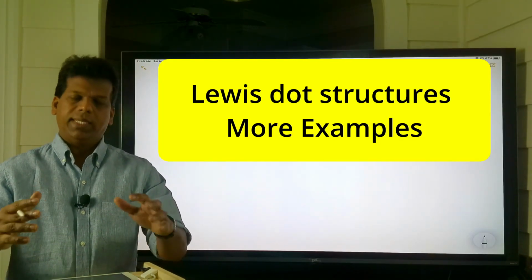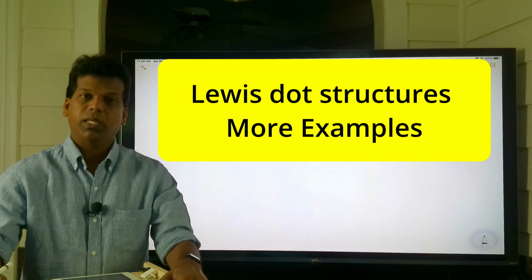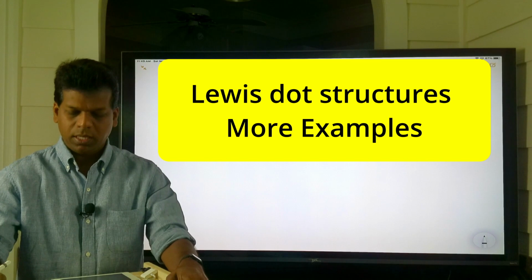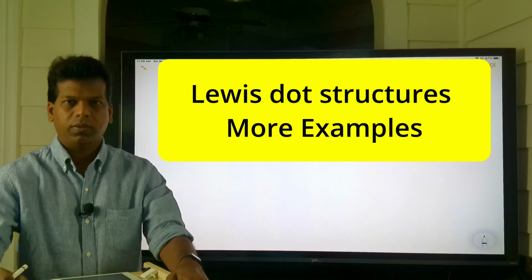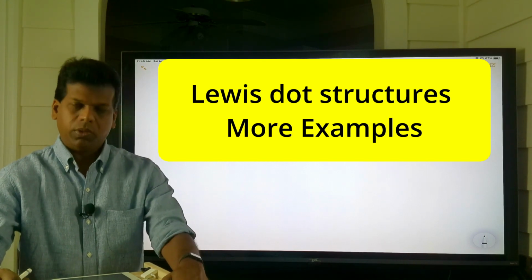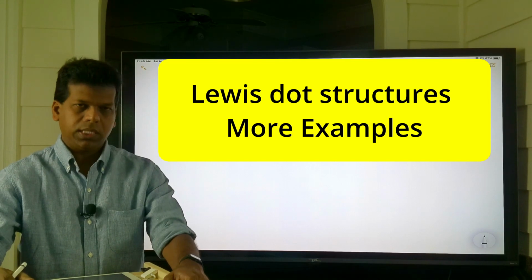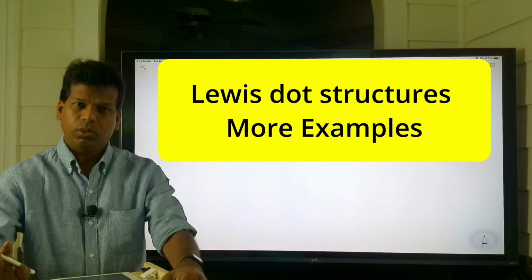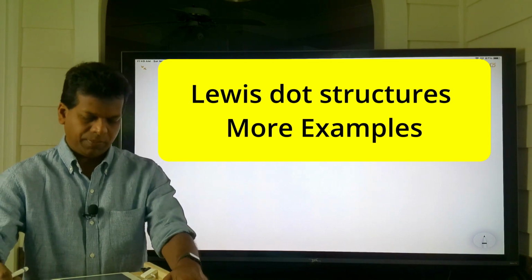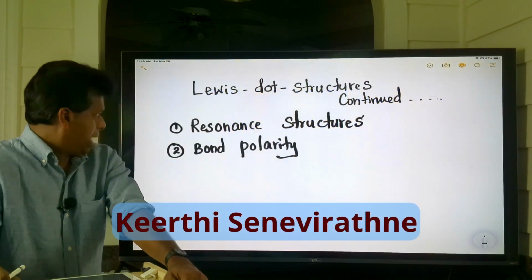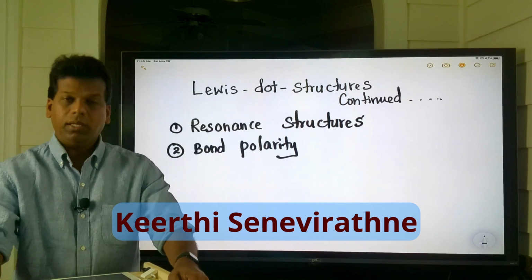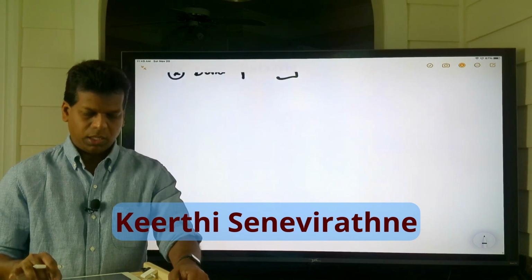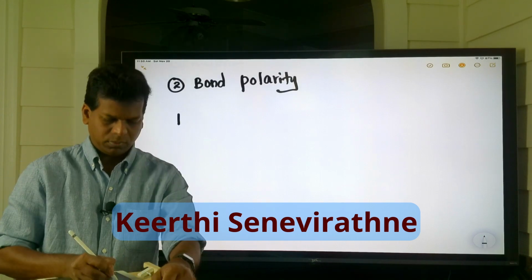At this point, I assume you have watched my first video, part 1 of Lewis dot structures. So this is a continuation of the same discussion. What I'm going to do is discuss a couple more examples and then discuss two simple topics: resonance structures and bond polarity. Okay, let's start with this molecule, a simple molecule.